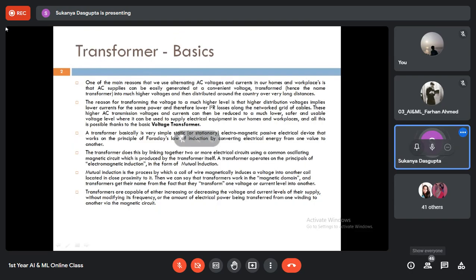So let us start with transformer. Transformer is one basic type of electrical machines, which is a static device widely used across the country for many types of applications, starting from power transmission line to simple DC power supply unit.